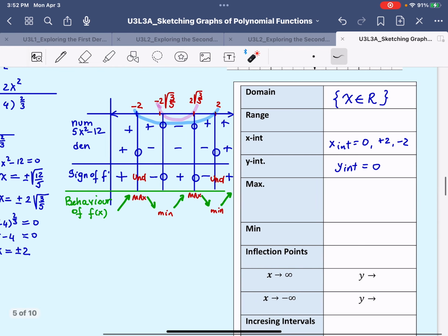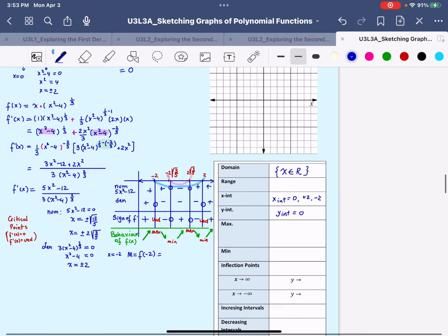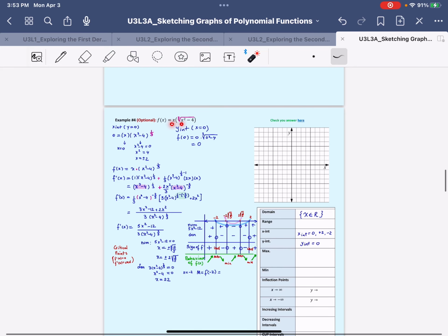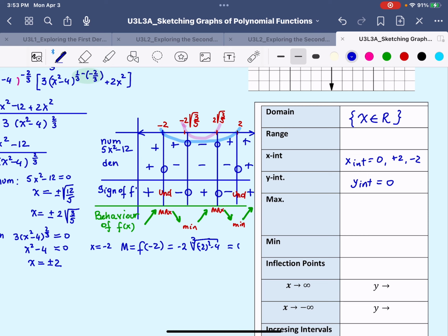So since we're at it, we are going to state the minimum and maximum values of this function. We're going to say that at x equals negative 2, the function will have a maximum value, which is equal to f of negative 2. And the value of the function at negative 2 would be equal to, so let's find out, negative 2 times the third root of negative 2 squared minus 4, and that would be equal to 0. At x equals positive 2, the function will have a minimum, and the value of it would be f of 2, so 2 times the third root of 2 squared minus 4, which is again equal to 0.